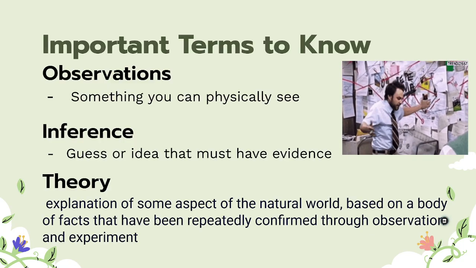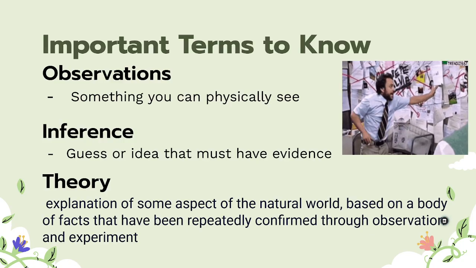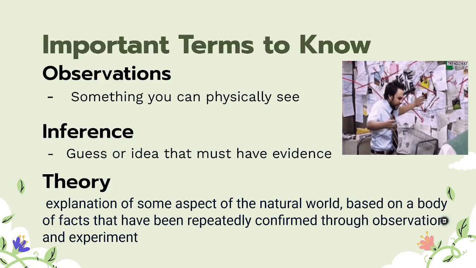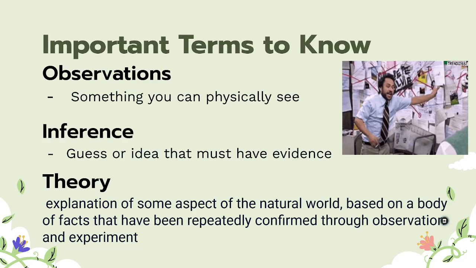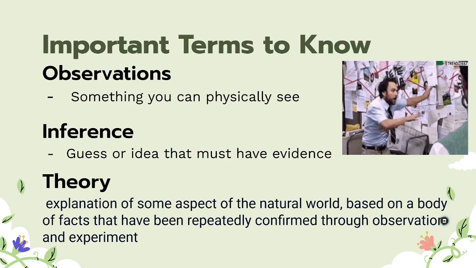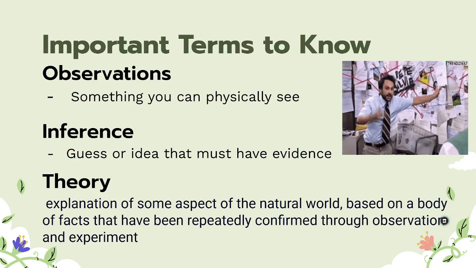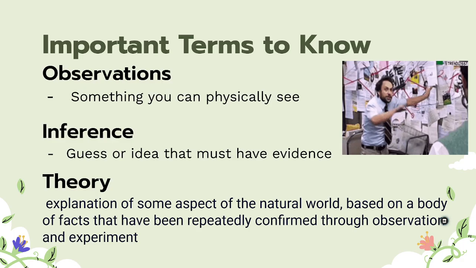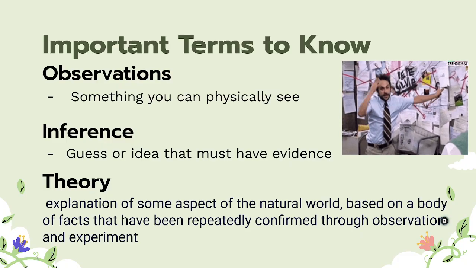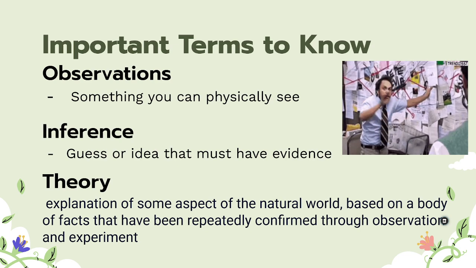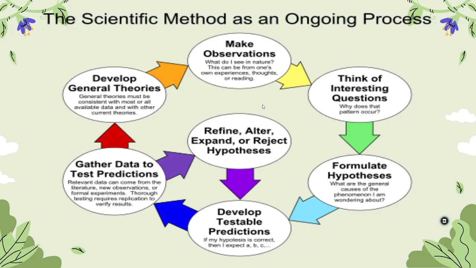Theory, very different from hypothesis, and people tend to mix this up. A theory is an explanation of an aspect of the natural world based on a body of facts that have been repeatedly confirmed through observation and experiment. Repeatedly is the key word in that sentence. Hypothesis is just my educated guess about what might happen with something based upon what I've read, based upon someone else's conclusions. Theory, I've tested it several times. I've come to conclusions. I have published that material. Experts in that field of study for whatever I am experimenting on, the majority of the scientists have to agree for that to become theory. So big difference between theory and hypothesis.